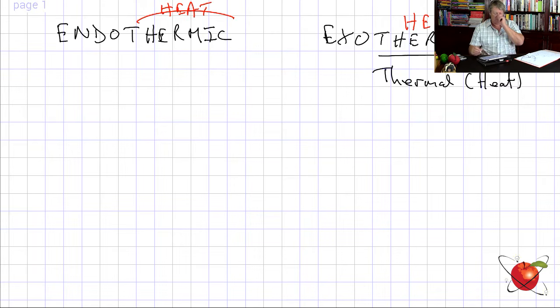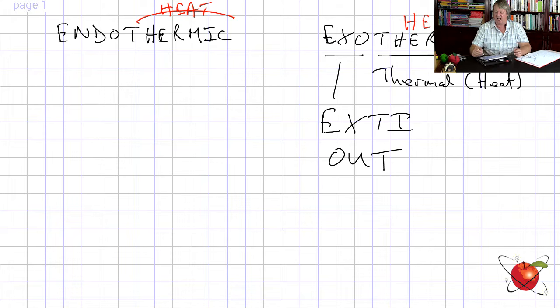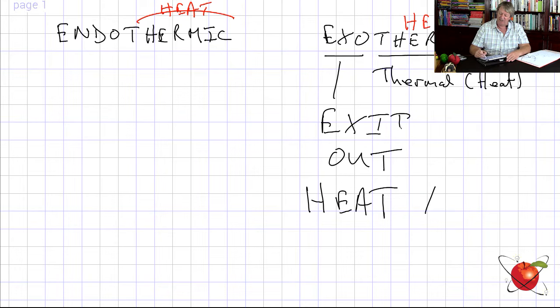Now, what do we mean? Endo and exo. That's obviously two different types. Well, let's just break it down. Exo, exit, out. Let's say X. Look what Kevin wrote, XT. Exit. It's the way out, isn't it? The exit sign means the way out. In other words, this here is heat. Heat leaves.